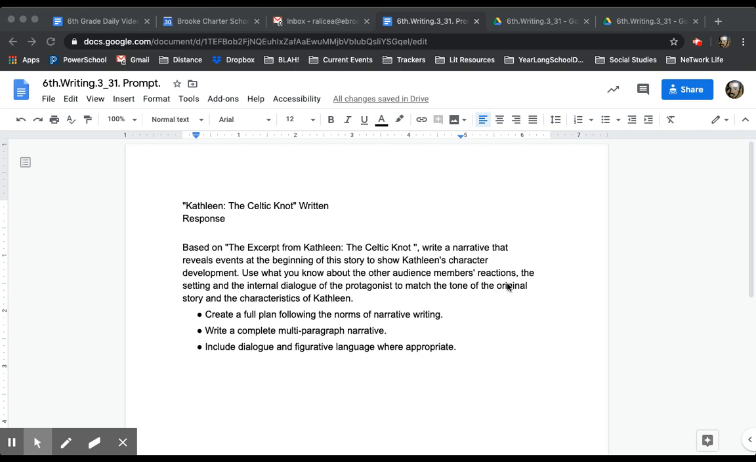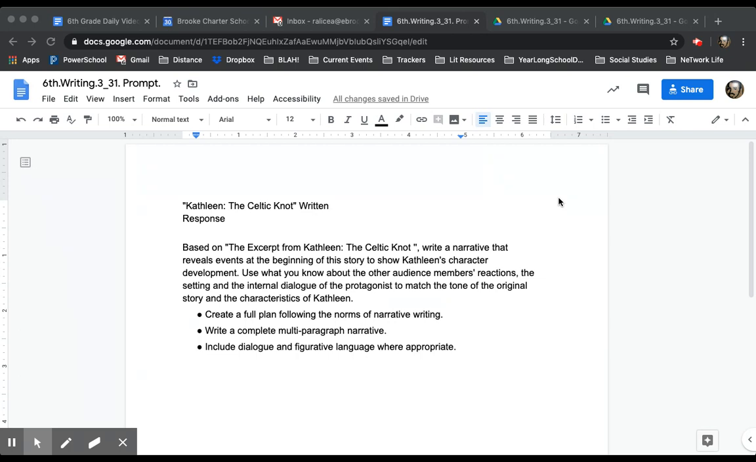Now, while on the surface this prompt looks a little bit different than the narrative prompts we have done before, it really doesn't change how we approach it. What should feel a little different is that we're asking you to write the beginning of the story, where in the past we have focused more on writing the end of the story.